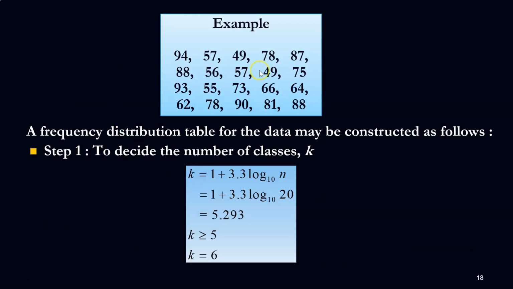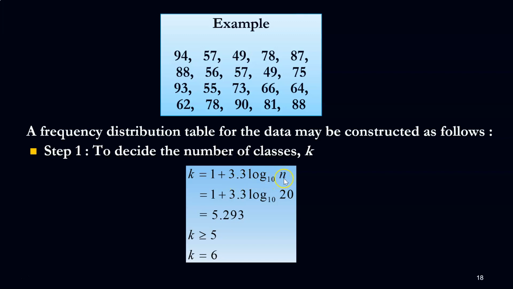Okay, let's see again example. So we have berapa banyak number dekat sini? 1, 2, 3, 4, 5. Okay, we have 20 data. So from this data, the first step is you going to find or decide your number of classes. Okay, over here. So using the Sturges rule, you just plug in the value.